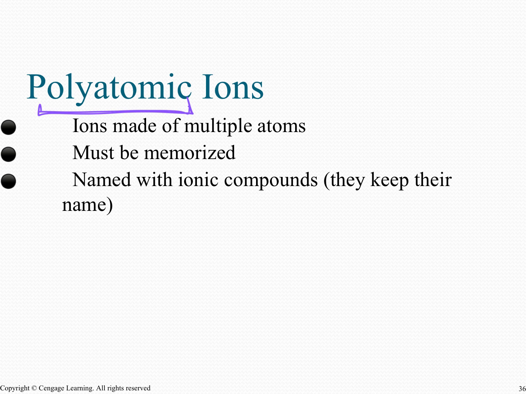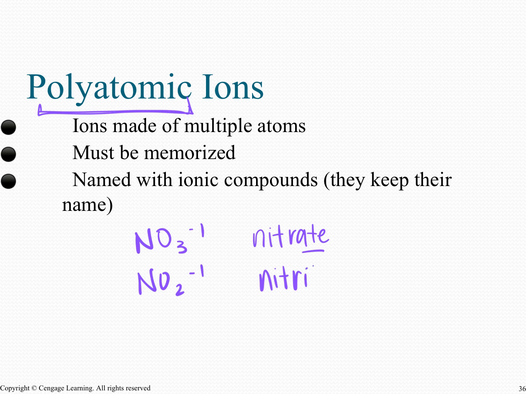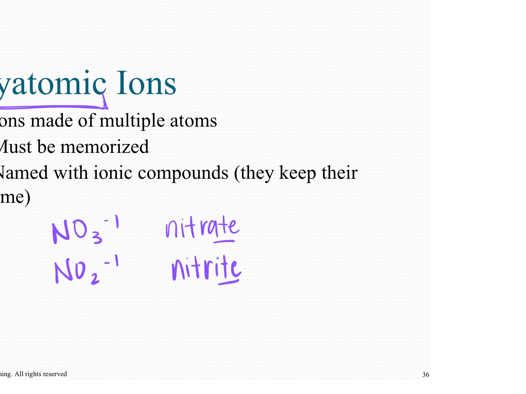Because we need to look at some differences here, okay? I want to show you a pattern that you're going to see. I'm going to show you a pattern with these polyatomic ions, okay? NO3 -1 is called nitrate, okay? NO2 -1 is called nitrite. Nitrate and nitrite. Okay, that's one pattern I want you to see.